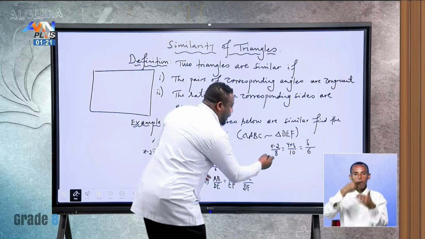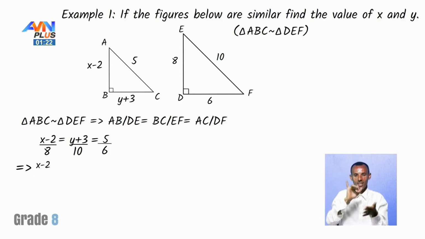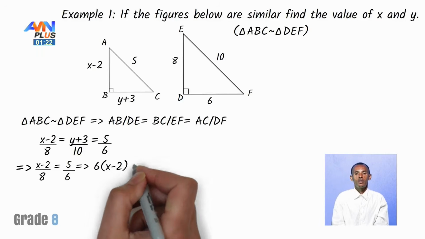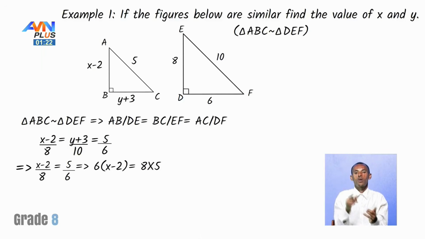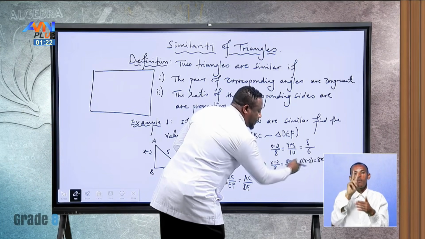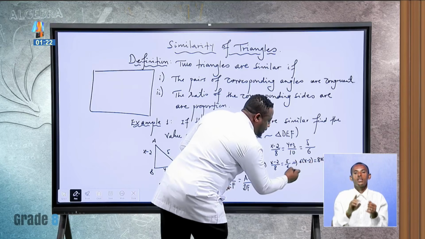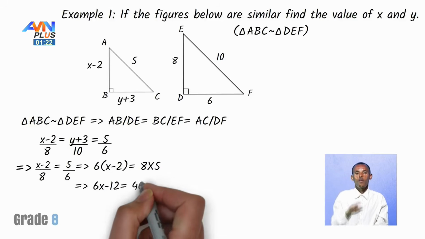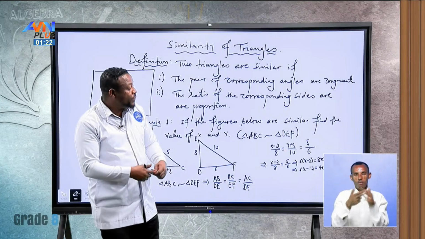So this implies (x − 2)/8 is equal to 5/6. Okay, now you can crisscross it. Whenever you do a crisscross, this implies 6 times (x − 2) is equal to 8 times 5, right? So now you can distribute the coefficients and obtain the unknown values. Whenever we distribute 6, you get 6x − 12 is equal to 40. Okay, 8 times 5 is 40.